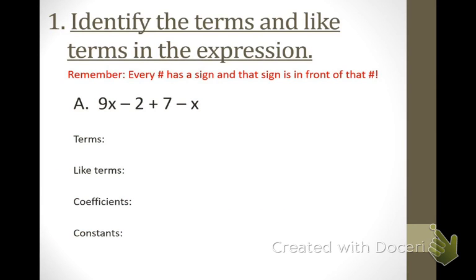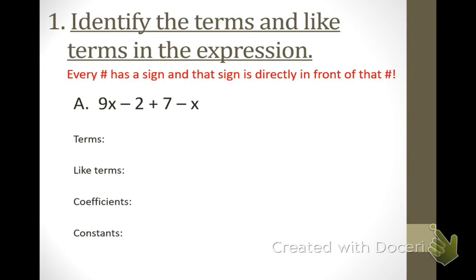The first thing this asks us to do is to identify the terms and the like terms in the expression. Here in red, this should not be a new statement. We've memorized this. We learned this in our first chapter. So you've got to remember, this is super important in today's lesson. Every number has a sign, and that sign is directly in front of that number.